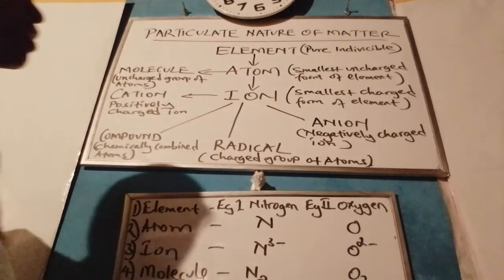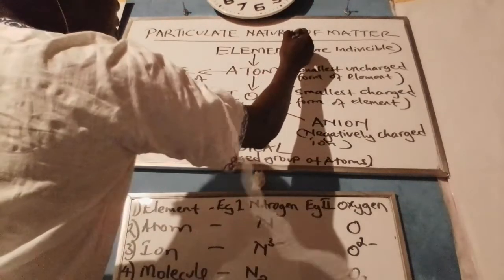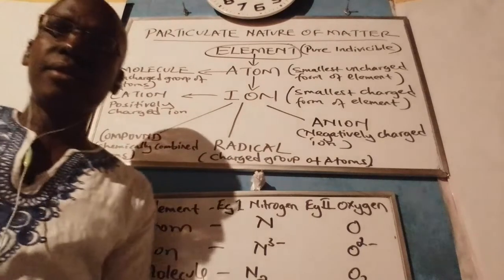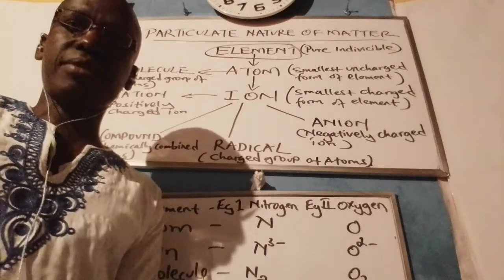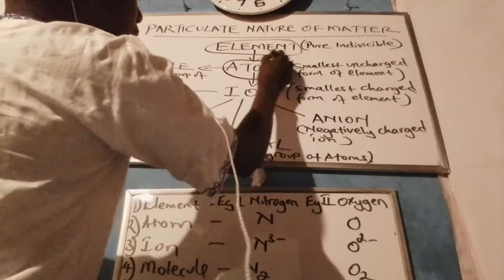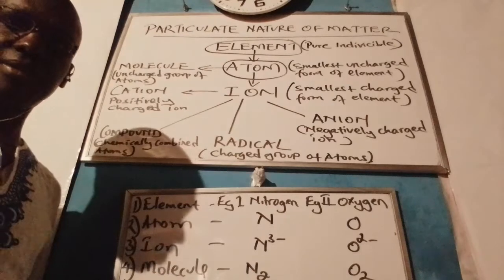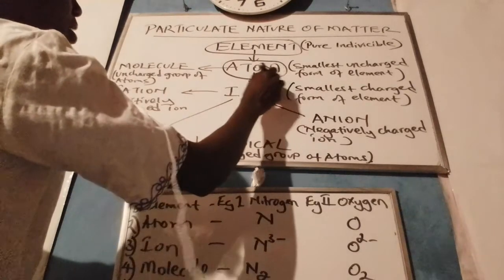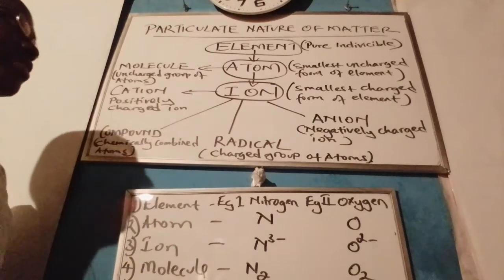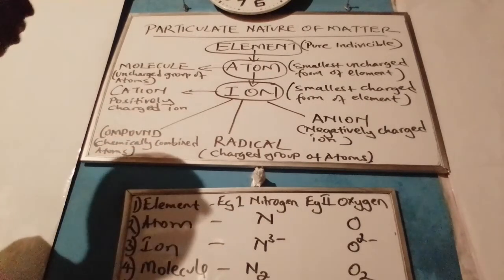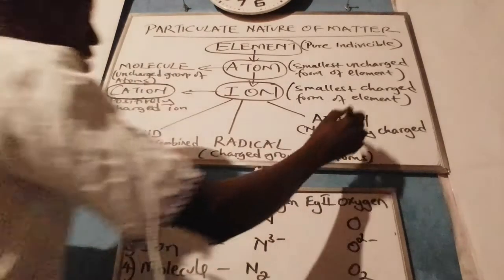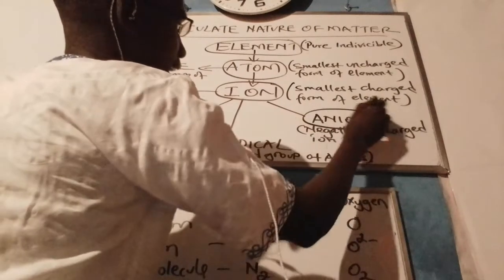Summarily, we say that the element is a pure, indivisible form of matter which does not split by chemical means. Secondly, we say that the atom is the smallest uncharged form of an element. Thirdly, we say that the ion is the smallest charged form of an element, and that the ion exists in 2 forms, namely cations, which are positively charged ions, and anions, which are negatively charged ions.